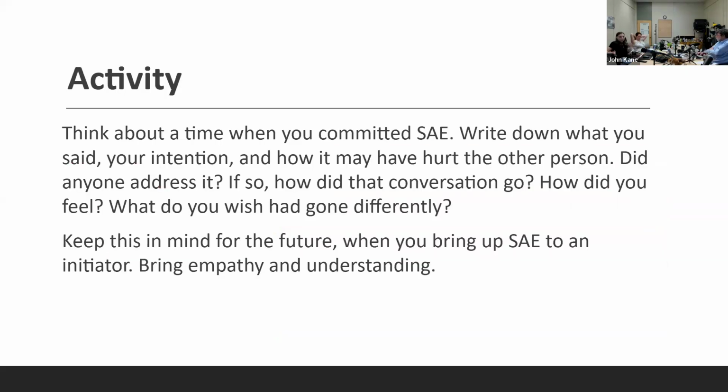So another activity time. This one is to build a bit of empathy for the initiator, so that when a subtle act of exclusion occurs, if you're the target or the ally and you want to say something, you can think about, okay, in what way can I say this without making them feel defensive? How can I say this so that they really understand? A good way to do that is to think about a time when you committed an SAE, because we all have. I've done it. I'm sure every single one of you has done it at least once.